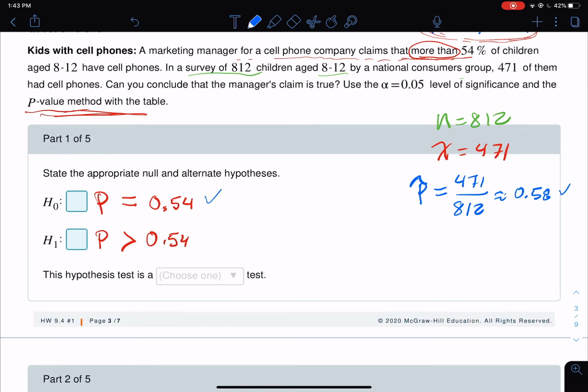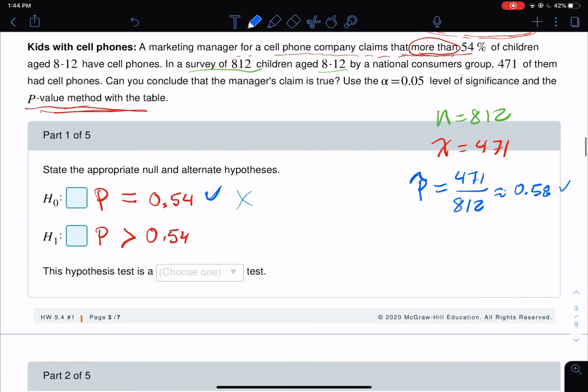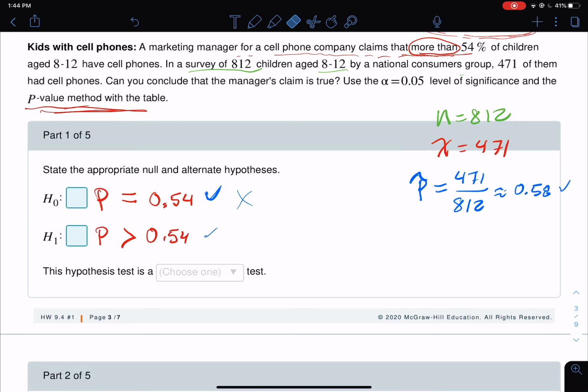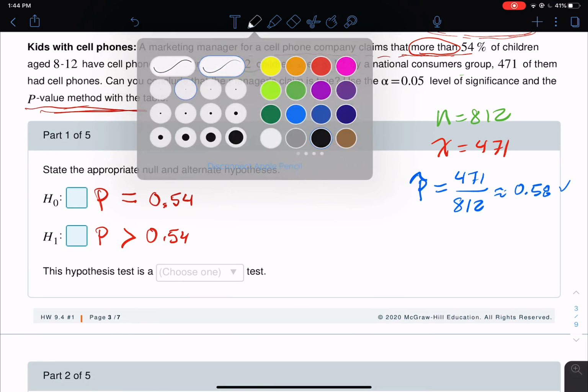Now our big question is, is that different enough? Is that far enough away from our assumption of 54% to say, nah, this is no good, cross that out and go with this? Or is it close enough that we say we cannot cross this out, so we're not going to have a strong statement that this is true? That's what we're up against here. Let's go through that step by step to answer the first question.